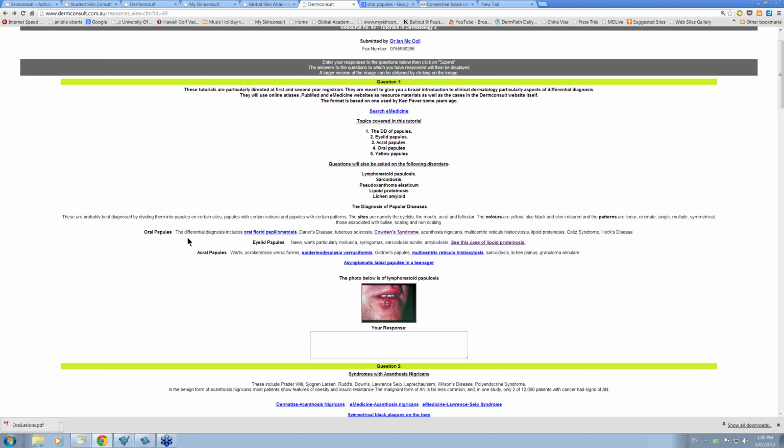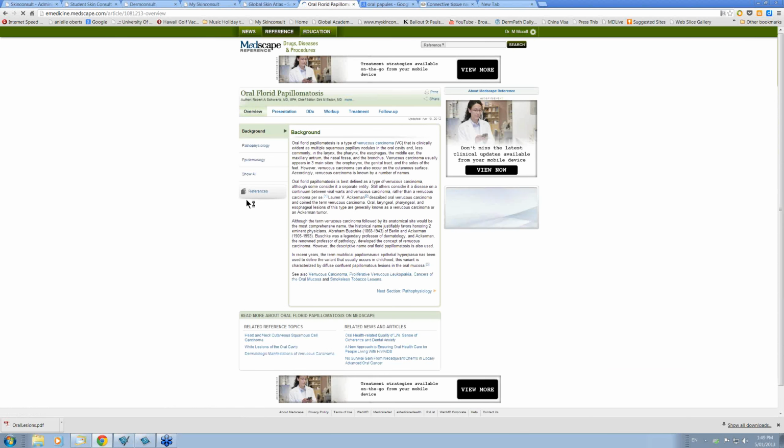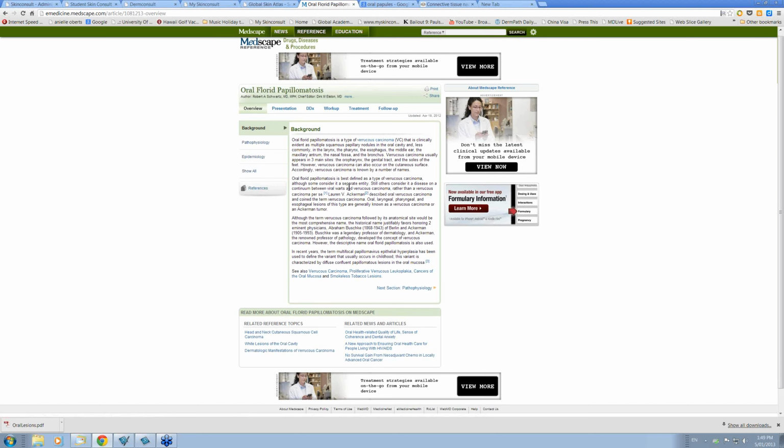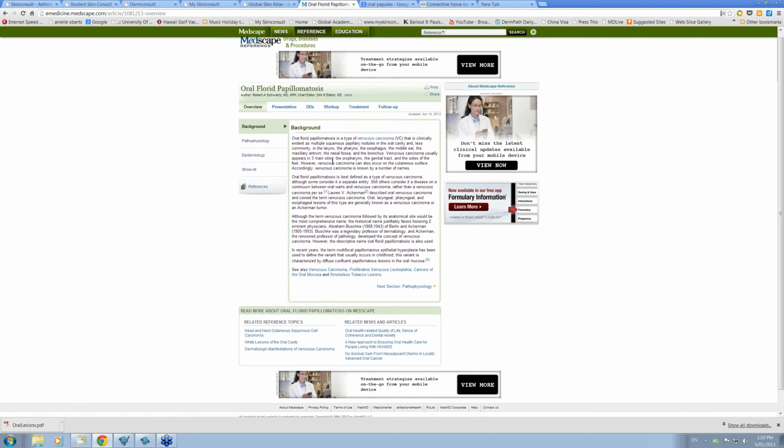But oral papules, let's have a quick glance at this. What have we got? This was florid oral papillomatosis in e-medicine. Don't think we've got any pictures to actually show you in this. But again, this is a papillomavirus, and it's best defined as a type of verrucous carcinoma.